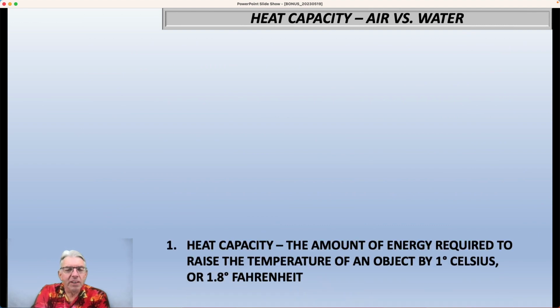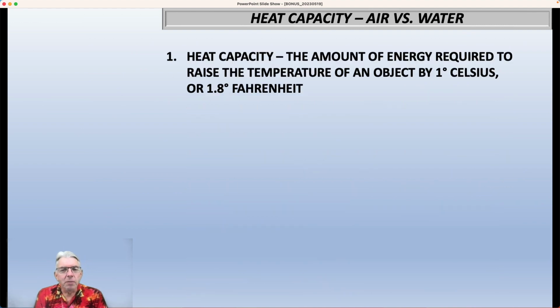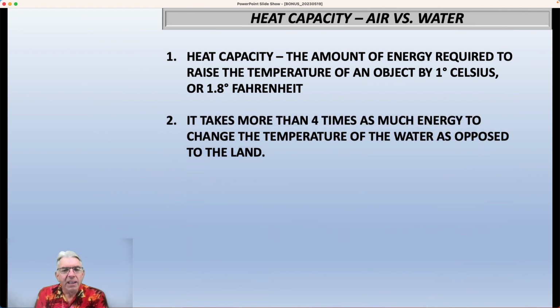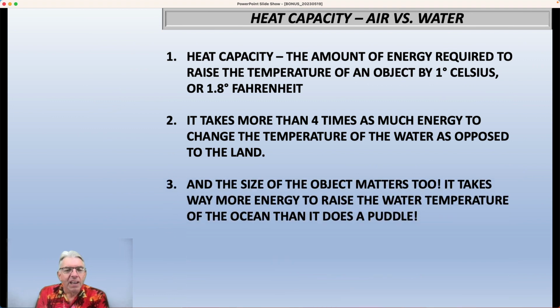Now, what is the definition of that? The heat capacity is the amount of energy required to raise the temperature of an object by 1 degree Celsius or 1.8 degrees Fahrenheit. It takes more than 4 times as much energy to change the temperature of the water as opposed to the temperature of the land. And the size of the object that we're talking about matters too. It takes way more energy to raise the water temperature of the ocean than it does a little puddle on your street, okay?